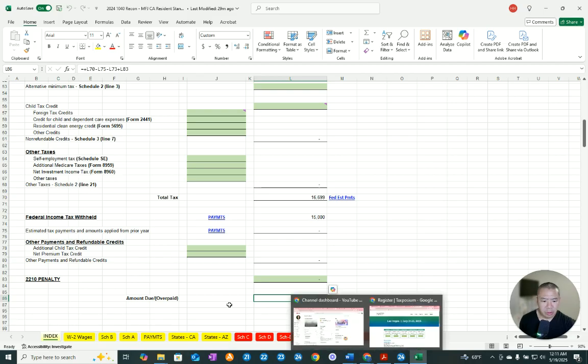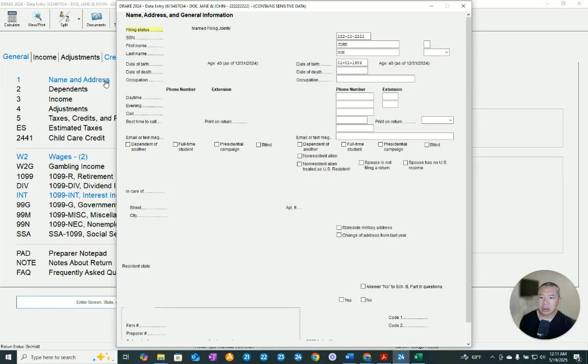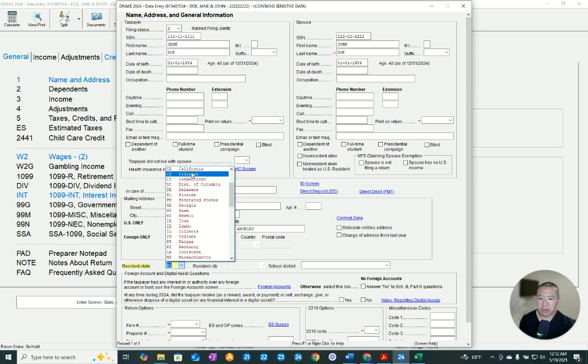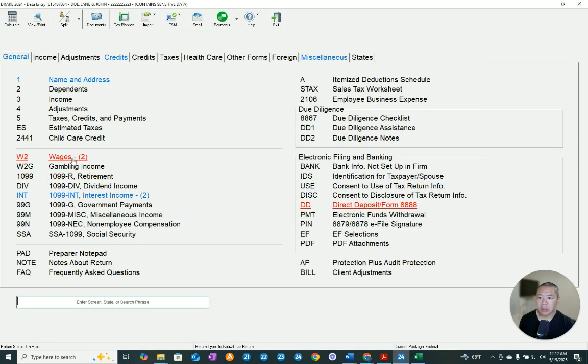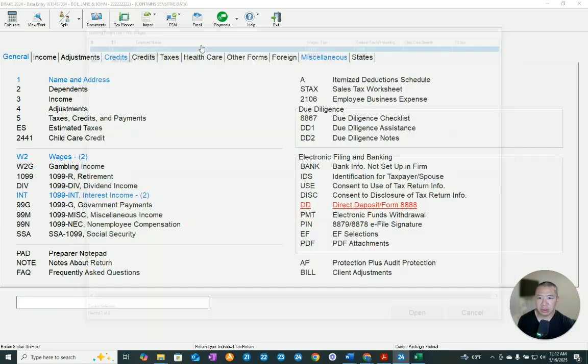So let's go into the tax software. Normally you would start off by entering their generic information: their name, birthday, social. Same here for the spouse, and their address. This should be California. Then you go to the wages. Obviously I use Drake tax software, but you can use whatever tax software. It should all be really similar.